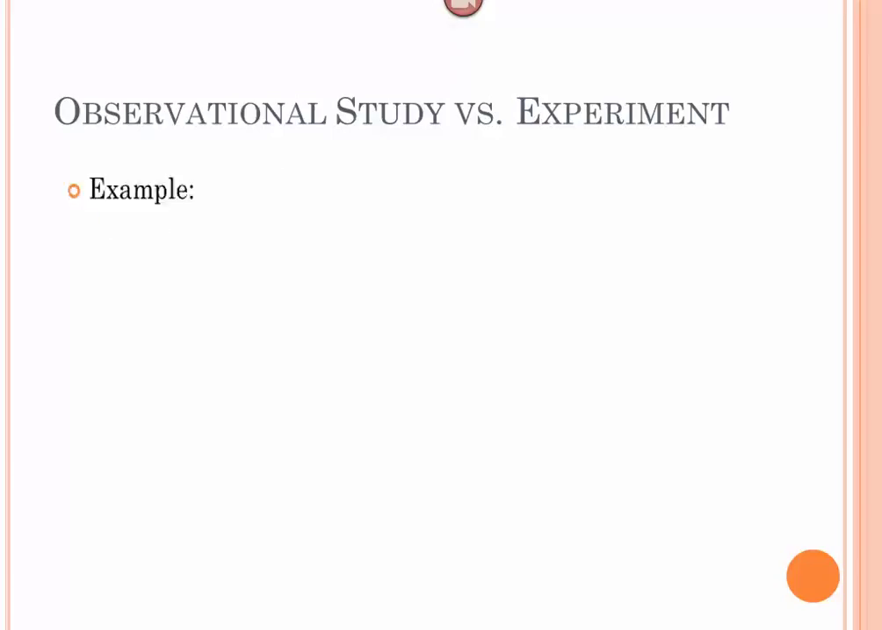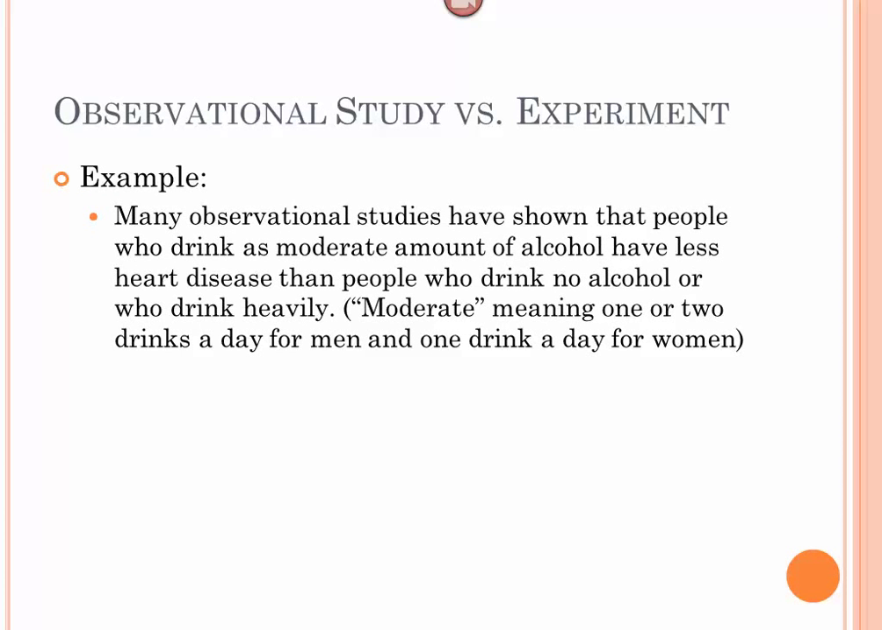So let's look at an example here. Many observational studies have shown, and you may have read about some of these, that people who drink a moderate amount of alcohol have less heart disease than people who drink no alcohol or who drink heavily. And in this case, we have to be specific here. A moderate amount of alcohol is 1 to 2 drinks a day for men and 1 drink a day for women. So those people would be considered moderate drinkers.